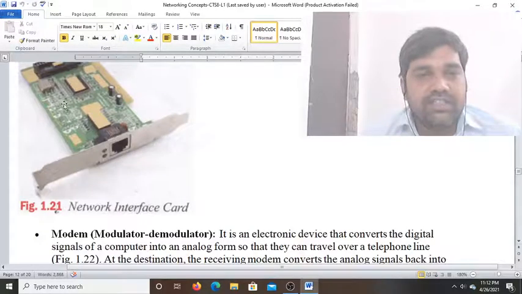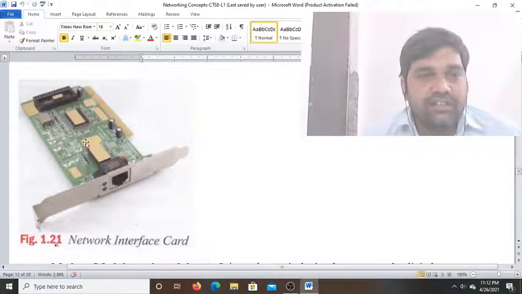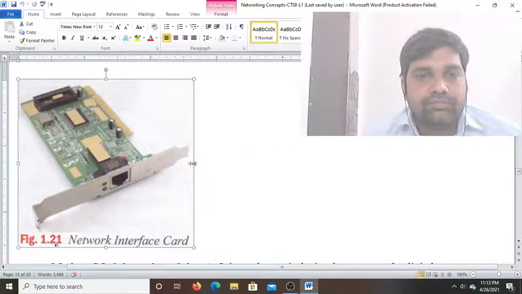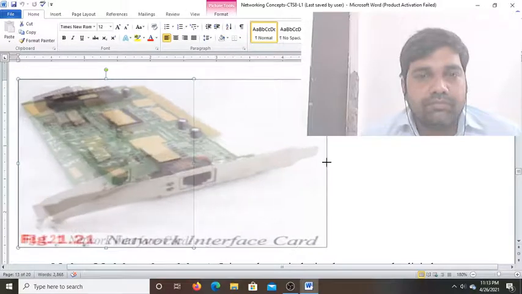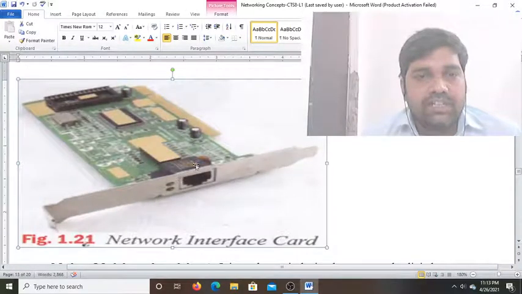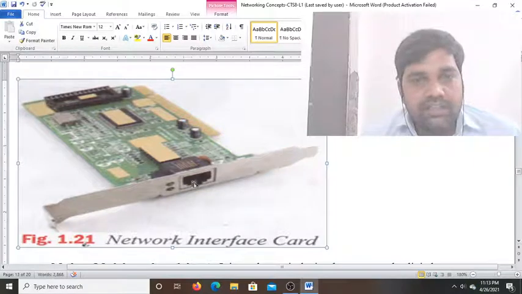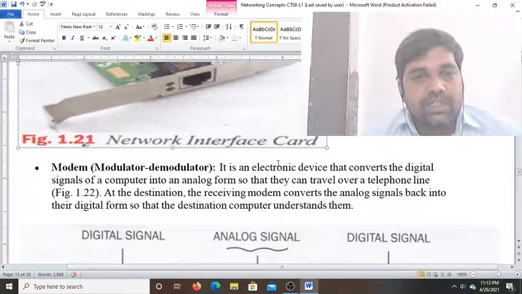Okay, you can see this is the network interface card. You can see this is the network interface card, and this is the port. An RJ45 connector is attached on this NIC, and this port is available on the motherboard. This is the motherboard.